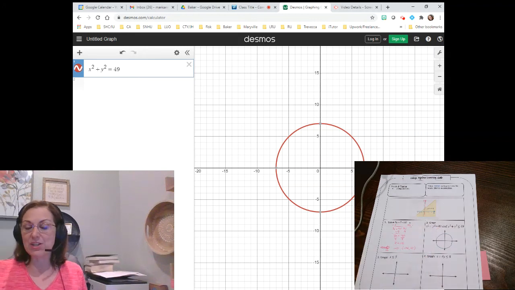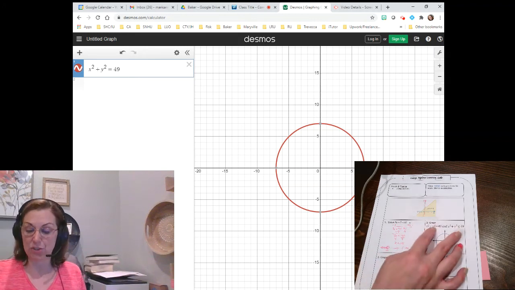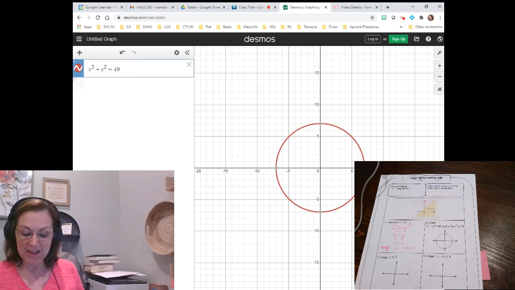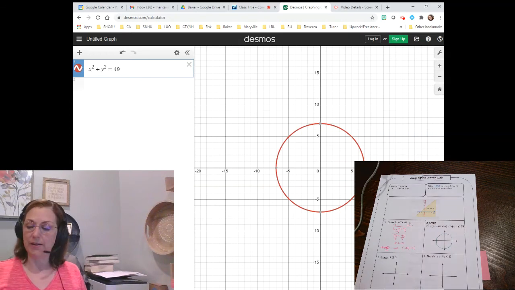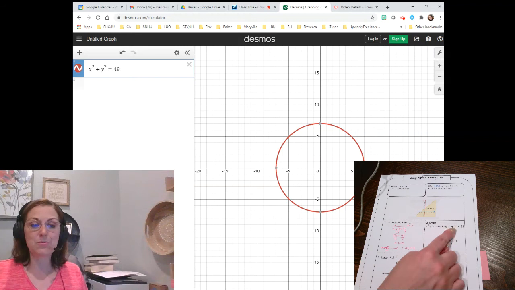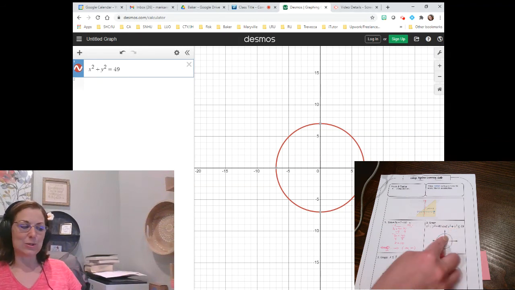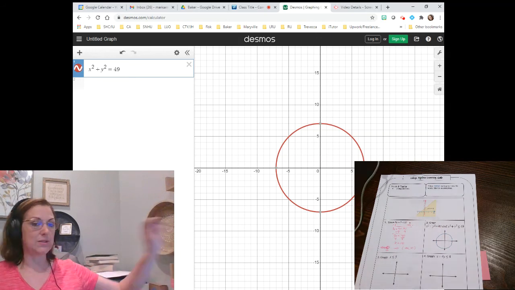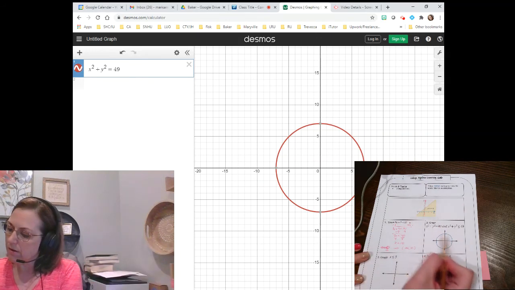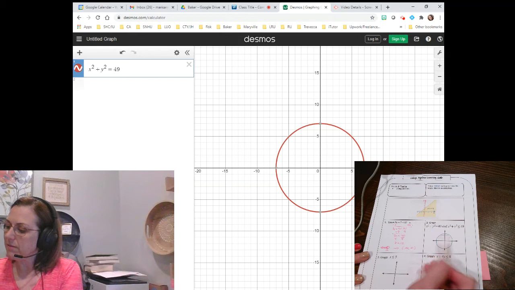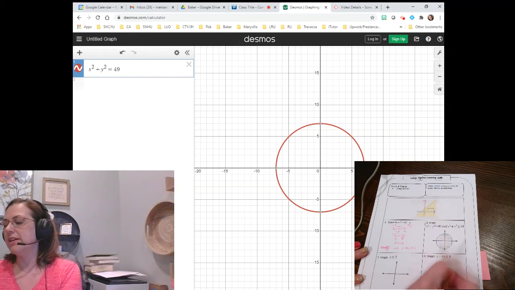So the big question then is, what's the difference between these two? I'm so glad you asked. The difference is the shading. Okay, so if x squared plus y squared is less than 49, that means I shade inside the circle. And I'm going to do that with a pencil. Means any point inside of this circle makes this inequality true.